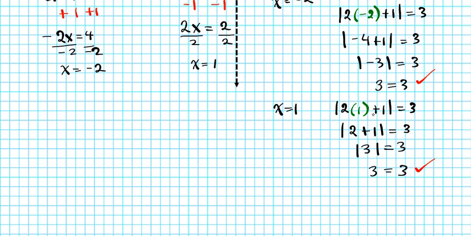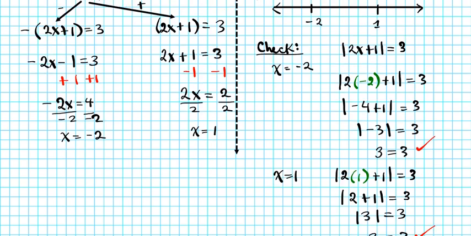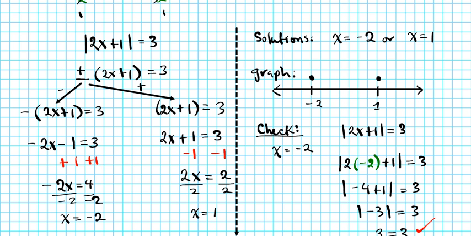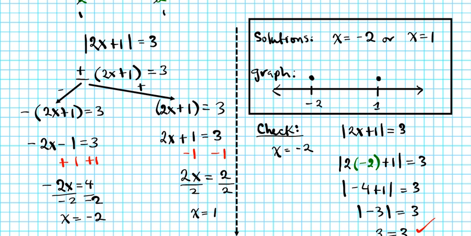Now, since our two answers check, that means our original results are correct. So we can box it and call it a day. So let's box our solutions and the graph of our solution. All right, so there you have it.